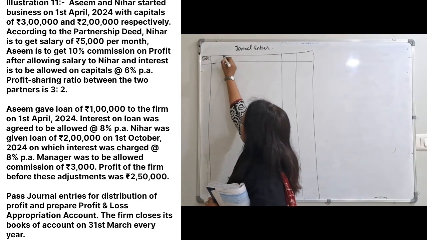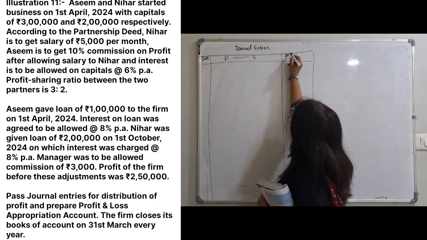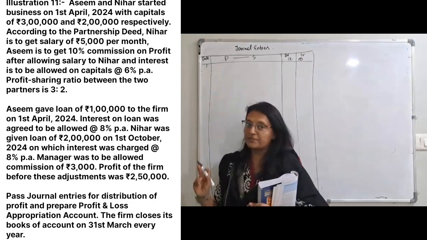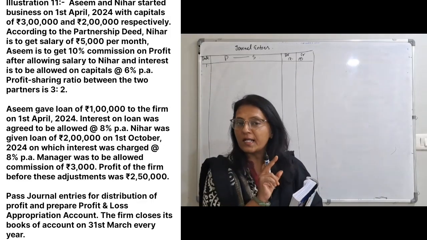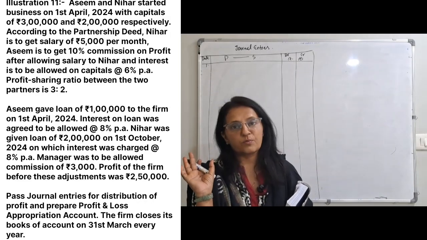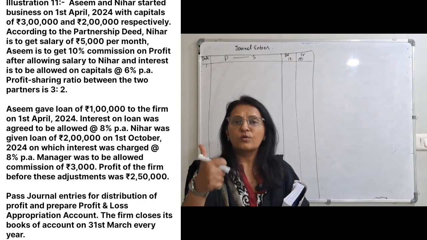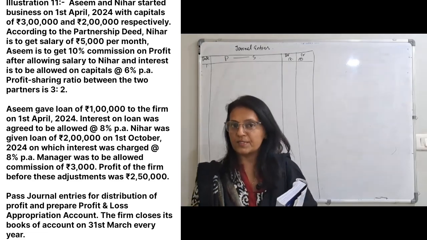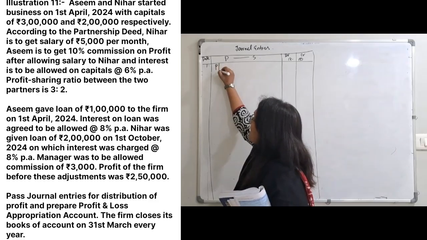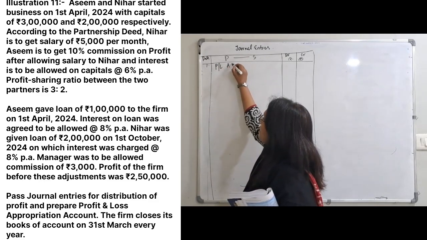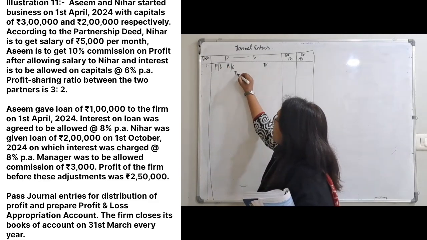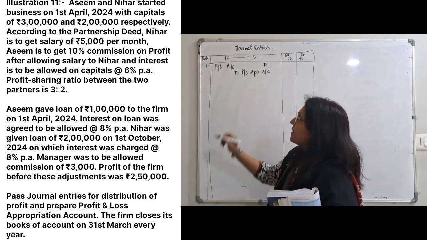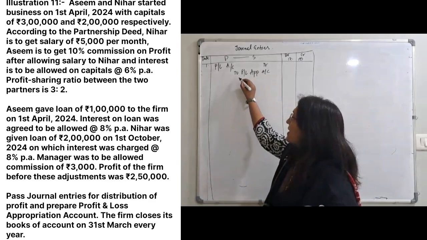This will be your date, particulars, debit, credit, rupees and rupees. The very first journal entry, remember, is when you're transferring the net profit to profit and loss appropriation. This is the first entry, because on the basis of this only you are going to distribute the other items. So first is profit and loss account debit to profit and loss appropriation account. This is when you're transferring the net profit.